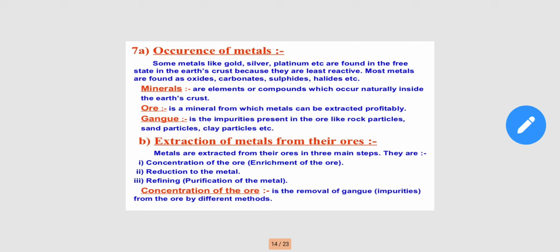Extraction of metals from their ores. Metals are extracted from their ores in three main steps: concentration of the ore, reduction to the metal, and refining. Refining is the purification of the metal, and concentration is the enrichment of the ore. What is concentration of the ore? It is the removal of gangue, that is impurities, from the ore by different methods.